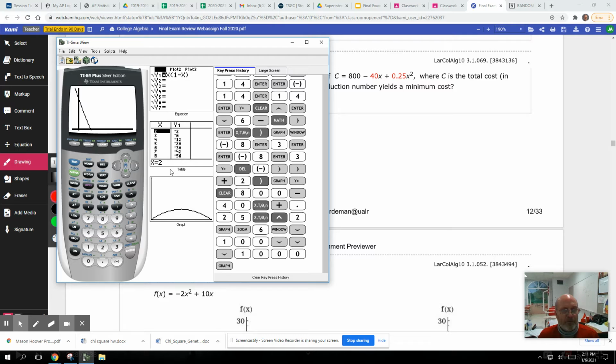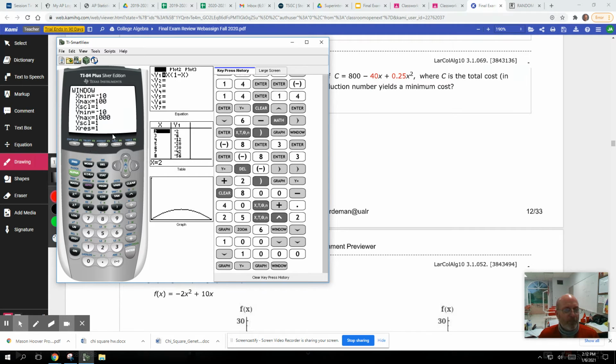Now, this is kind of interesting. Let's double check our y equals 800 minus 40x plus 0.25x squared. That is the function. If we look again at the graph, we can only see one side of that. The minimum cost is going to be at the vertex. The vertex appears to be below the x-axis. This is going to be odd. It's an odd problem.